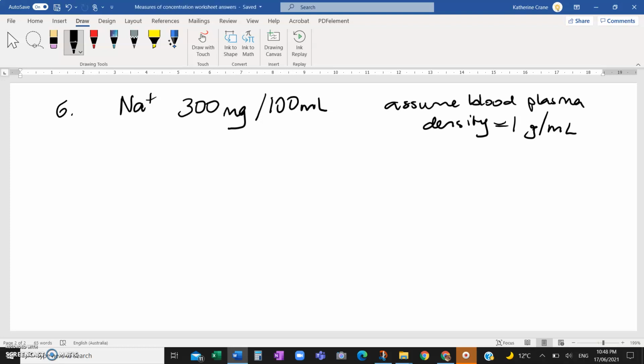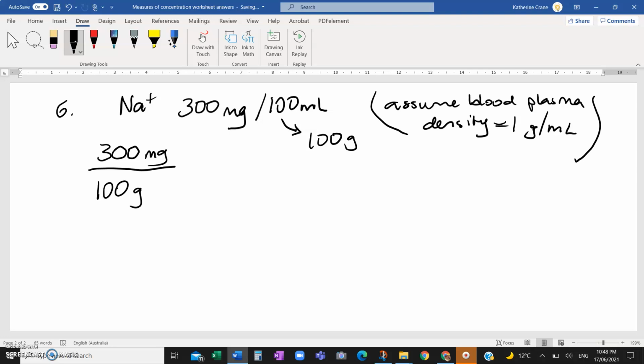So in this case, you have 300 milligrams and we have 100 grams. That means it is going to be just 100 grams. That's what they're doing with that, assuming the blood plasma density. So you've got this, but what you have to remember is this is not 300 grams, it's milligrams. So if you wanted to do the fraction thing, you need to be careful. It's not 300 divided by 100. It's actually 0.3 divided by 100. 0.3 grams divided by 100 grams. So make sure you keep those units the same.